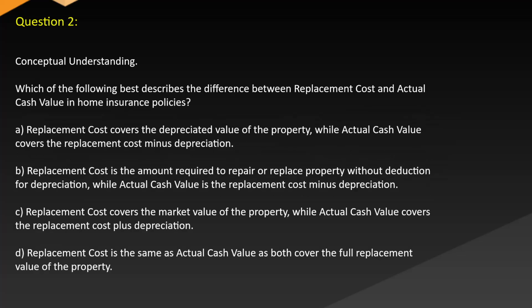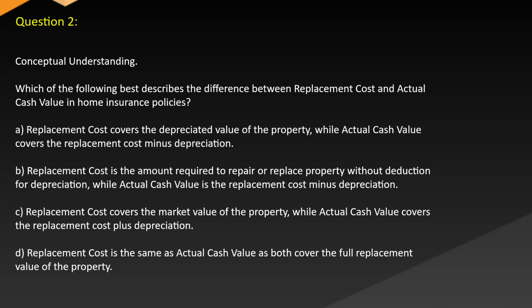Question 2. Conceptual understanding. Which of the following best describes the difference between replacement cost and actual cash value in home insurance policies? A. Replacement cost covers the depreciated value of the property, while actual cash value covers the replacement cost minus depreciation. B. Replacement cost is the amount required to repair or replace property without deduction for depreciation, while actual cash value is the replacement cost minus depreciation.